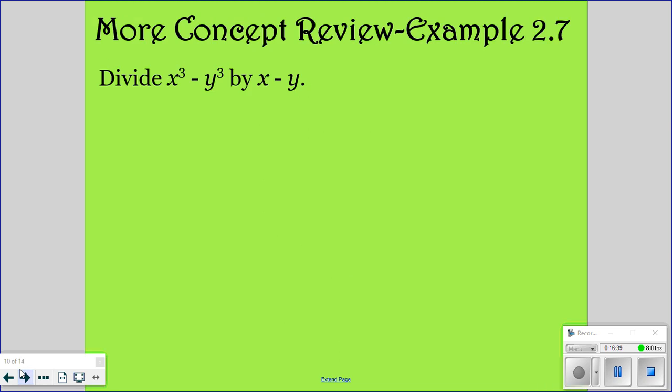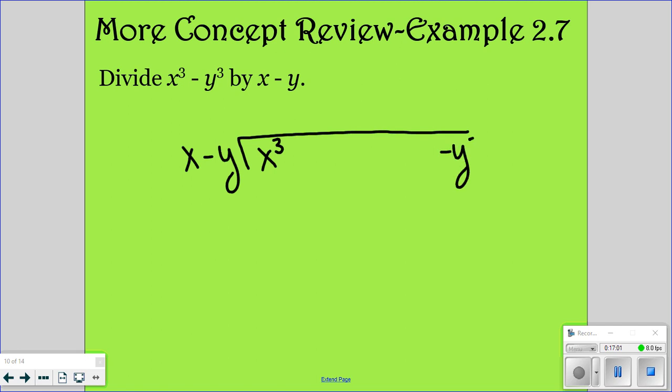Okay, so now we're going to do polynomial division, long division. The x minus y is going to go on the outside of the house. That's probably what you called it back in maybe 3rd grade when you learned this. And then x cubed goes first, and you're going to want to leave a lot of space and then put minus y cubed.